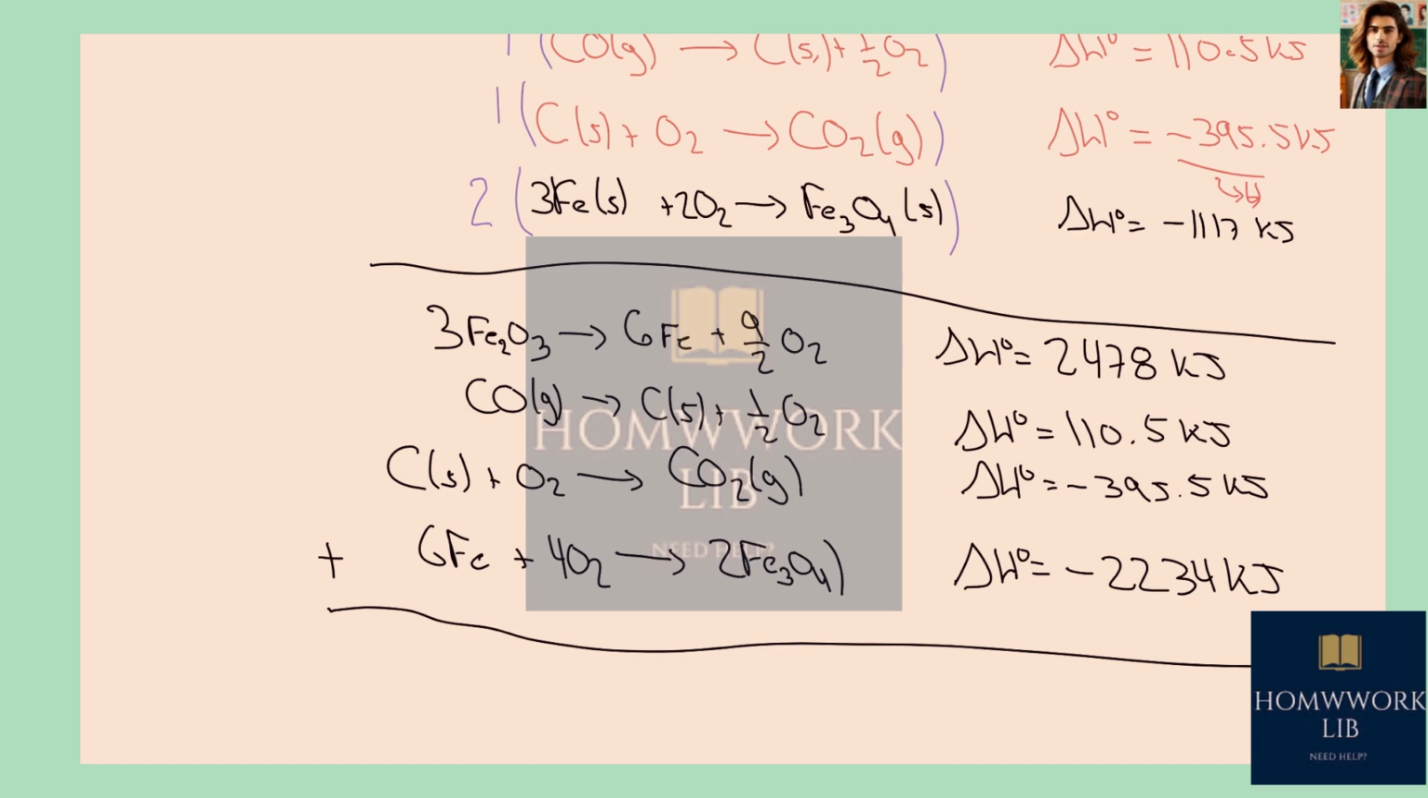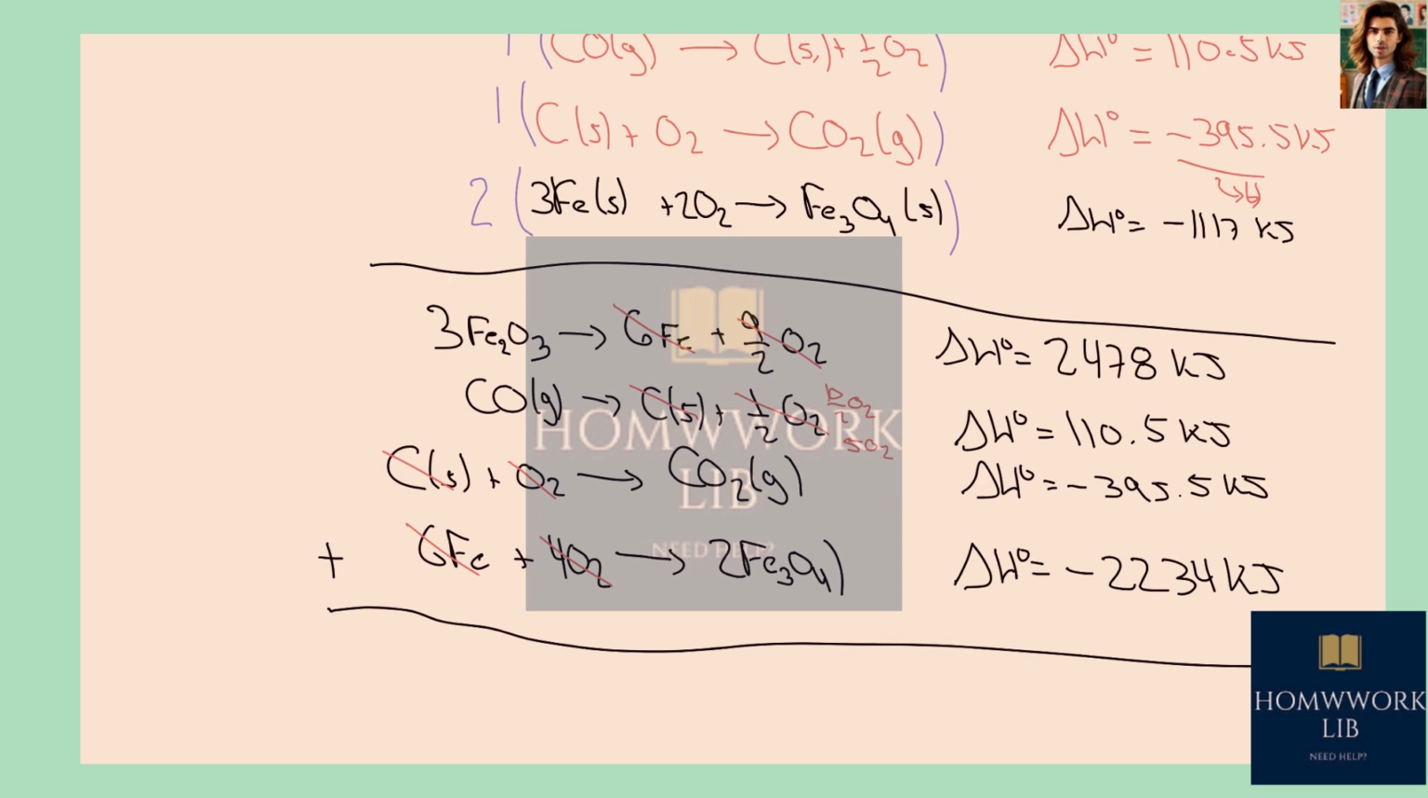We're going to sum them and do the sum of the delta H's. Let's see what quantities are going to cancel out before we continue. Here we have carbon and carbon. They are going to cancel completely. On this side, I have 10 halves of O2 corresponding to 5 O2. They're going to cancel out with 1 and 4, 5 O2 on the left hand side. So they cancel perfectly. 6 of iron cancel out with 6 of iron.